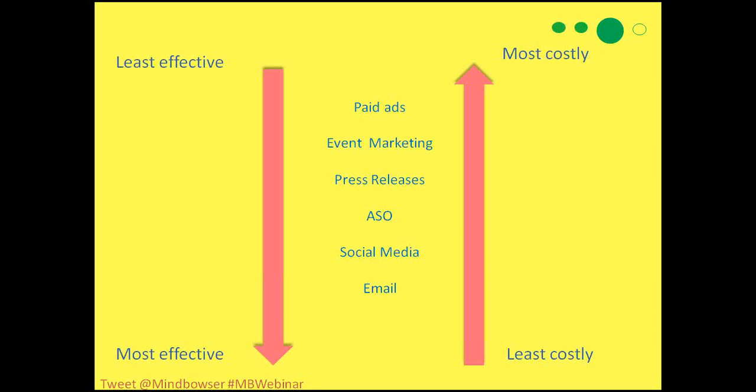They are costly and they are very less effective as compared to the other four, because with paid ads everybody knows it's an ad. So this is the order that you should focus upon if you are looking forward to your strategy. Start from email, move to social media, do the ASO, do the press releases, and then once you have some returns coming out of the first four, probably go for the next two, event marketing and paid ads.